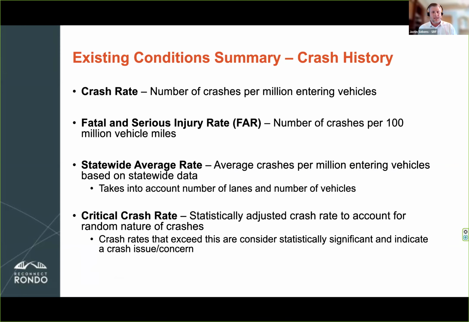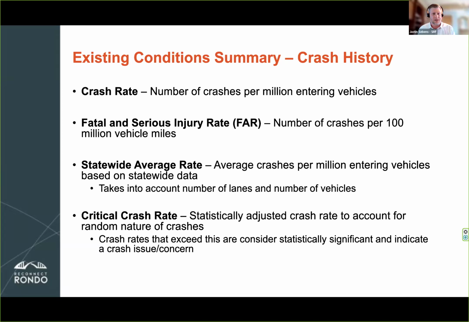So start from an existing conditions standpoint. I mentioned the first thing we look at is crash history. I kind of want to set the stage from a terminology standpoint before we dive into this. I have 4 different things that we usually look at from a rate perspective. Of course, crash rate is our first one here. At an intersection level, that's the number of crashes per million entering vehicles. So we look at the total number of crashes, how many million entering vehicles there are, and then we can run the numbers there to produce that crash rate.